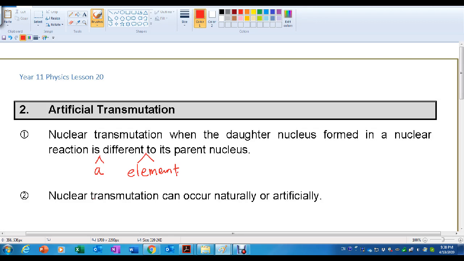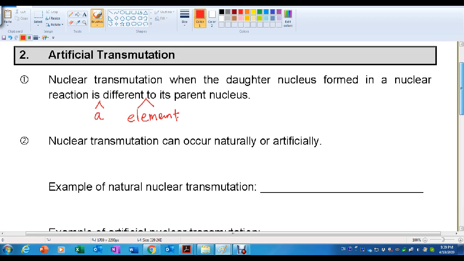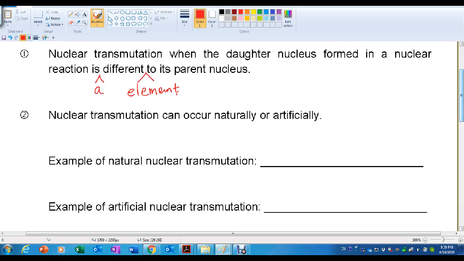They must be different elements. For example, in gamma decay, since the daughter nucleus and the parent nucleus are of the same element, it is not transmutation, right? Transmutation must happen when the daughter nucleus and the parent nucleus are different elements. All right? Okay. So let's see.